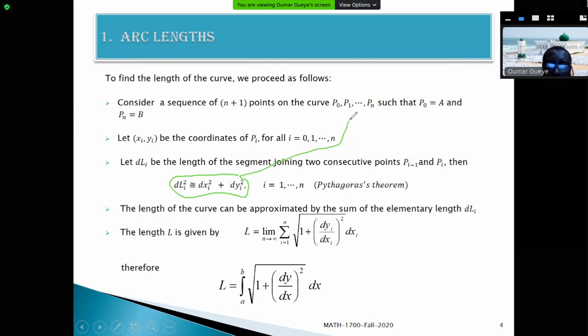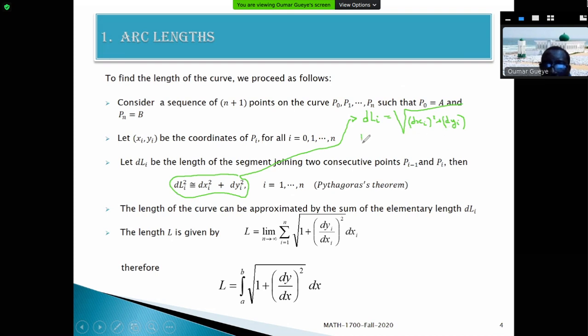And from there, as I told you before in the previous slide, dLi is equal to the square root of, because this was the square, we take the square root, dxi squared plus dyi squared. And this is just for the portion of the curve joining Pi minus 1 and Pi. This is just for interval i. As I told you, we're going to repeat it for all of them.